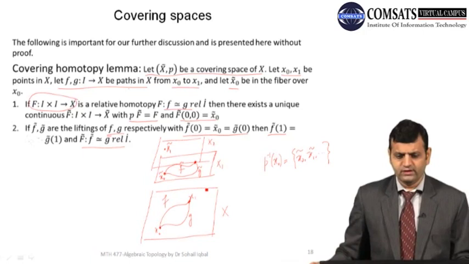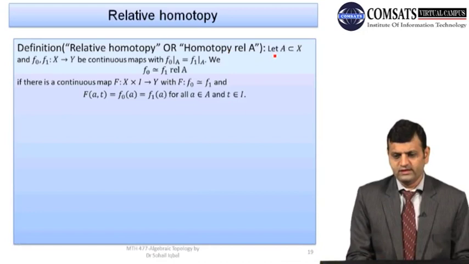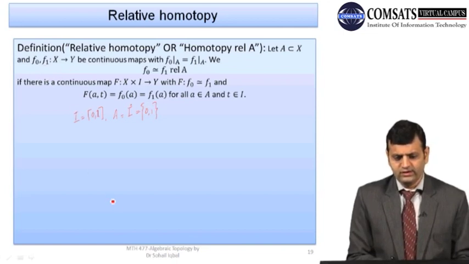So let's first recall what relative homotopy is. Let f0 and f1 be continuous maps such that f0 restricted to A is equal to f1 restricted to A. In this case we just need to consider I, which is the closed interval 0 1. So let's restrict ourselves to this, and this A is going to be I dot, which is basically {0, 1}.